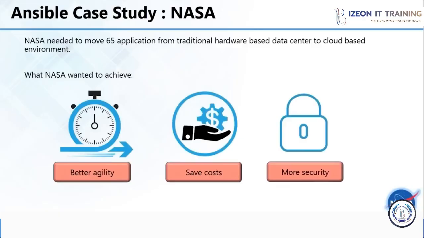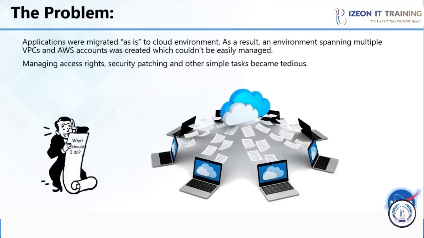Now let us take a look at what the problem was. For this migration of all the data into a cloud environment, they contacted a company called Infozen. Infozen is a cloud broker and integrator who implements solutions to meet needs with security. So Infozen was responsible for making this transition. And NASA wanted to make this transition in a very short span of time. So all the applications were migrated as they were into the cloud environment.